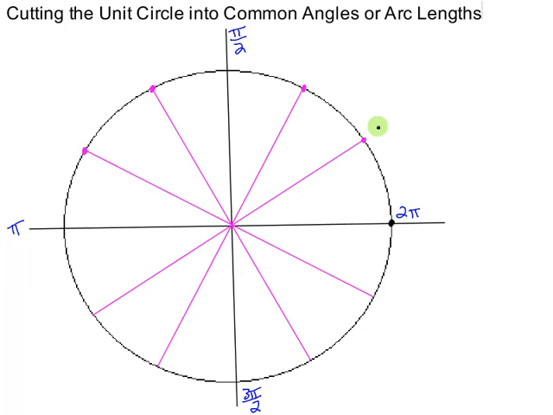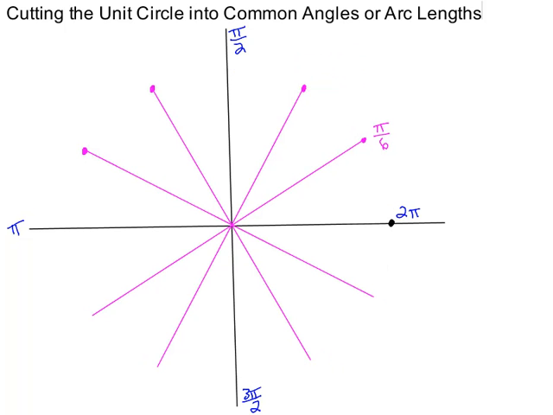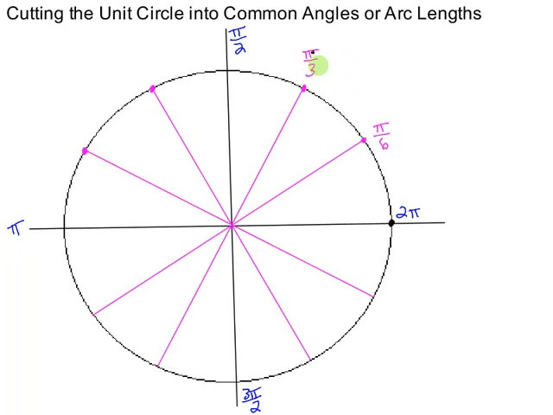So here's my first sixth of pi, 1 pi over 6, then 2 pi over 6, which reduces to pi over 3. So we'll actually call this pi over 3. Let's just rewrite this. Sorry. So 1 pi over 6, 2 pi over 6, 3 pi over 6, 4 pi over 6 reduces to 2 pi over 3, 5 pi over 6, 6 pi over 6, 7 pi over 6, 8 pi over 6, 9 pi over 6, 10 pi over 6, 11 pi over 6. And there we have our cuts in terms of sixths.